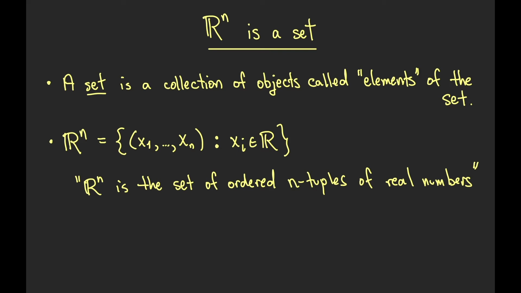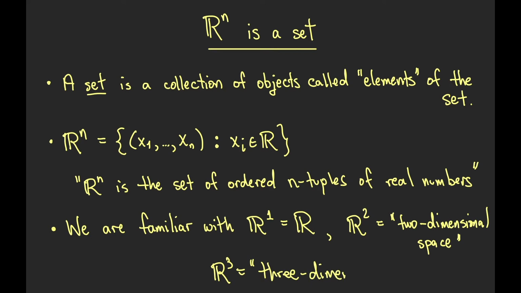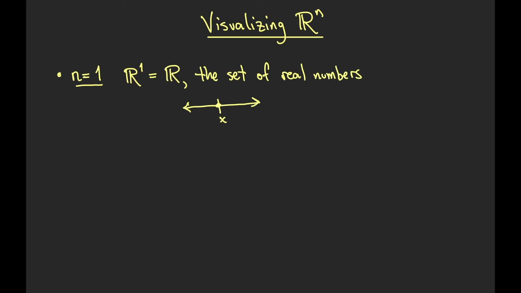You're, of course, already familiar with R1, the case n equals 1. That's just the set of real numbers, because a list of only one number is just the same as the number. You're probably also familiar with R2, the 2-dimensional Euclidean space, which is identified with a plane, and R3, which is 3-dimensional Euclidean space, which we think of as the kind of space that we occupy. In other words, we can visualize 1-dimensional Euclidean space, the set of real numbers, as a number line.